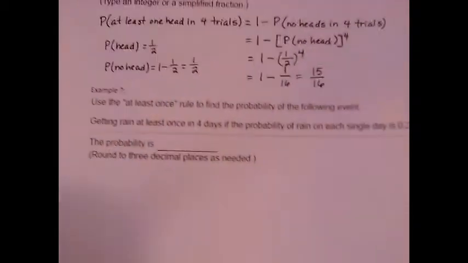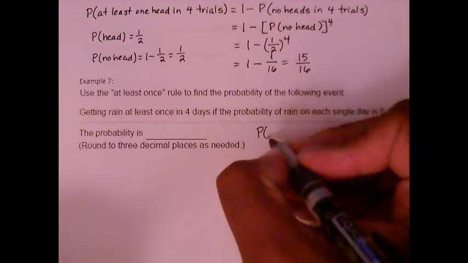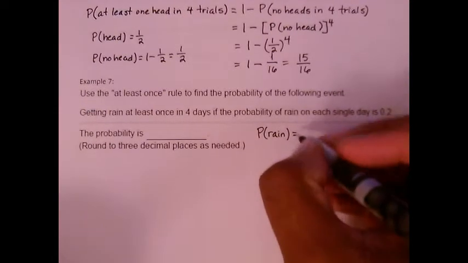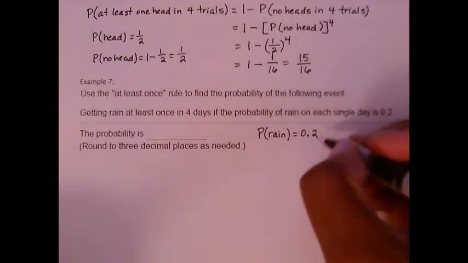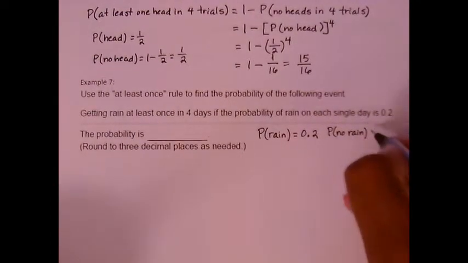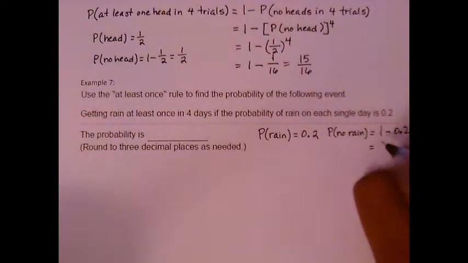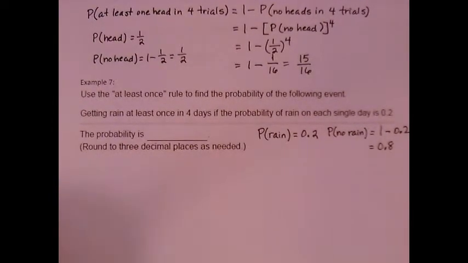Alright, let's look at the next example here. Use the at least once rule to find the probability of the following event. Here we're getting rain at least once in 4 days if the probability of rain on each single day is 0.2. So if the probability of getting rain is 0.2, the probability of not getting rain is going to be 1 minus 0.2. And 1 minus 0.2 would be 0.8.